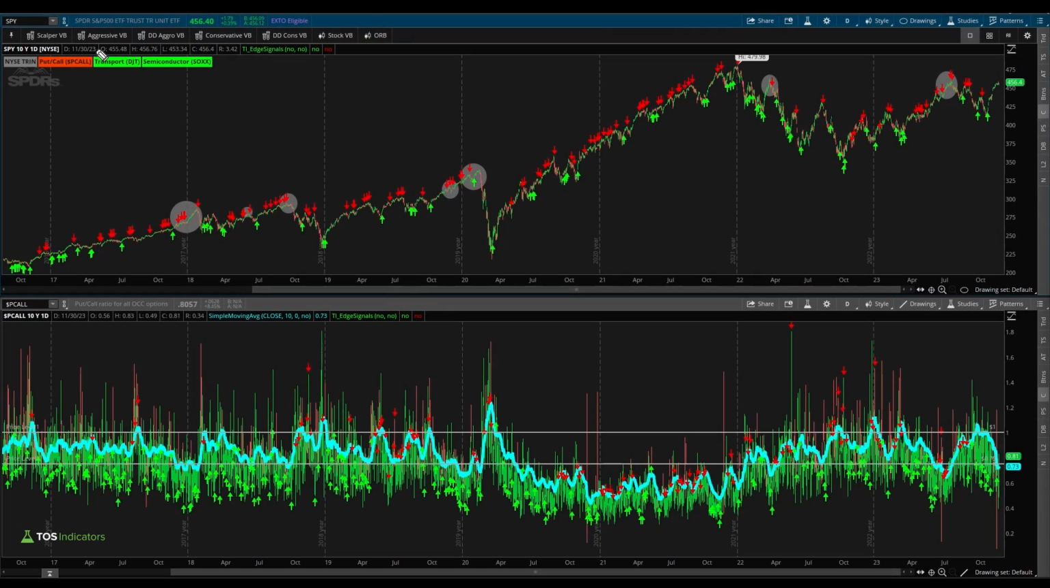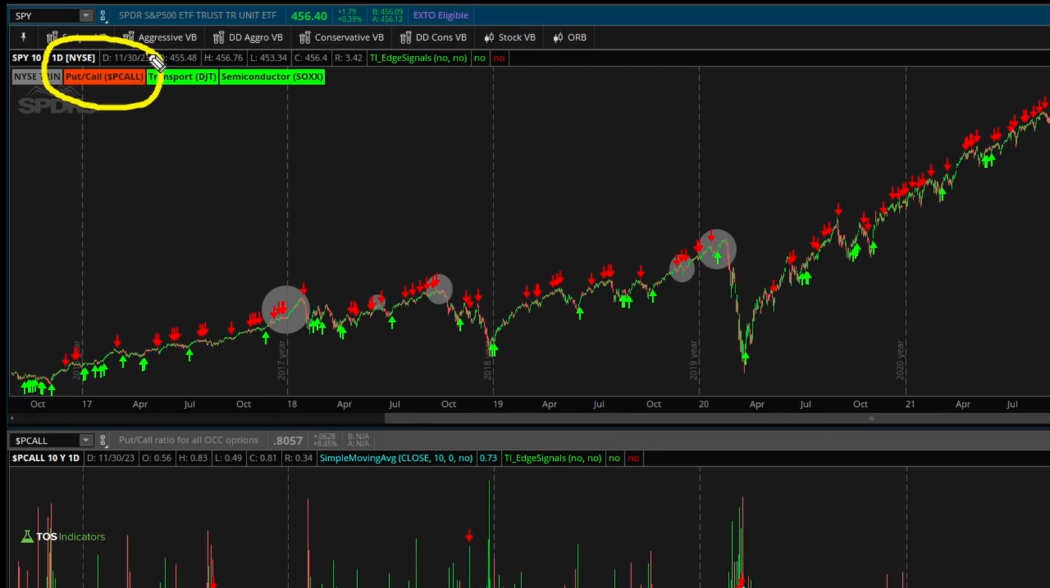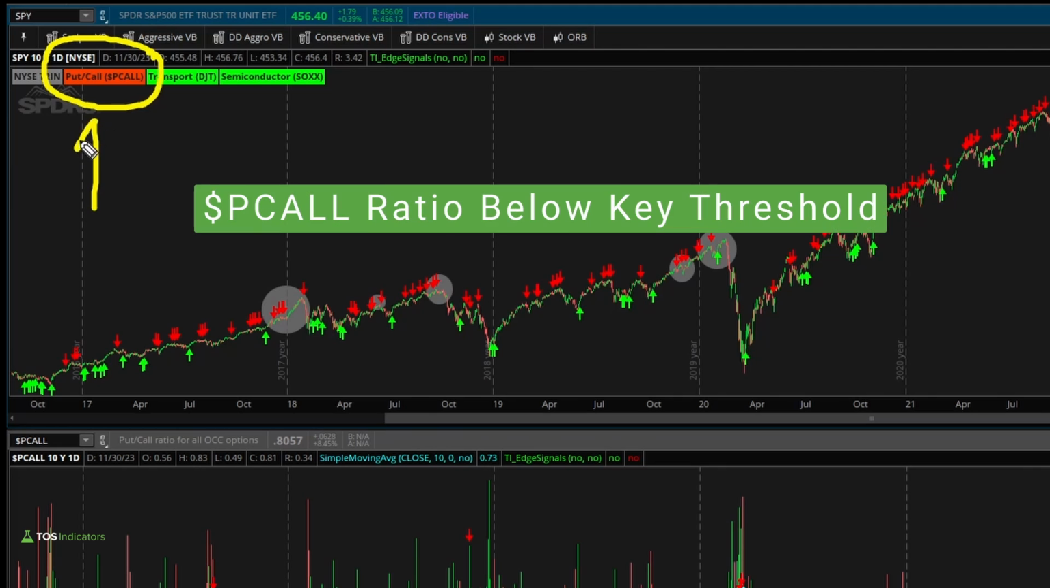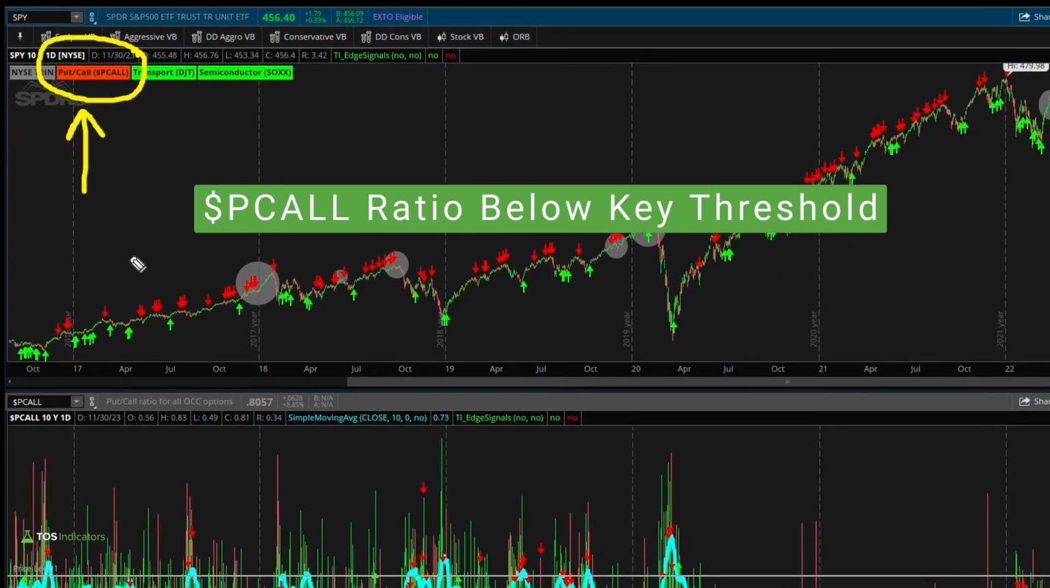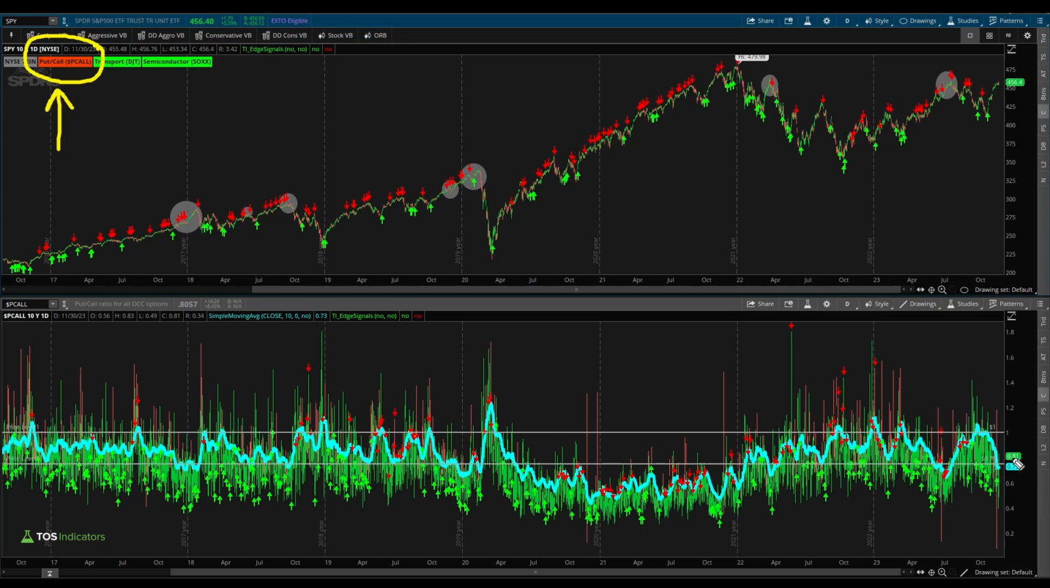The put-call ratio has dipped below 0.75, and the label inside of our utility labels indicator has officially gone red. In today's video, I'll show you what that exactly means, how to see it for yourself, along with what's happened every single time in the past 10 years when that put-call ratio has dipped below this key threshold.